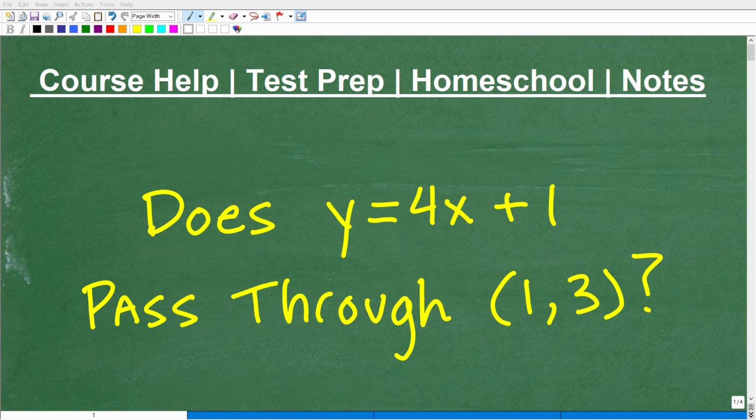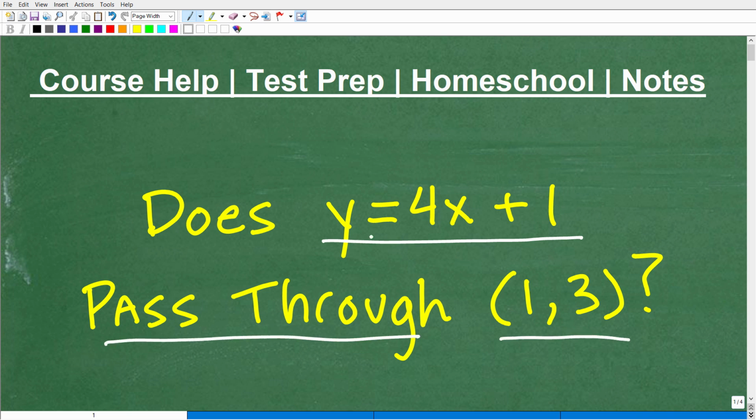Okay, let's go ahead and review our basic algebra. And the question here is, does this line y equals 4x plus 1 pass through the point (1, 3)? Okay, so you can kind of visualize this here, and I'm going to show the graph of what's going on graphically, but I want you first to try to interpret what's going on.